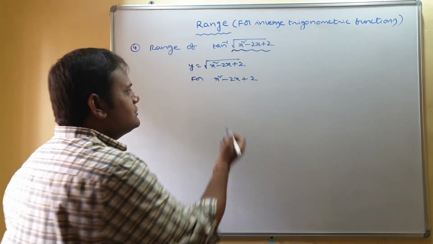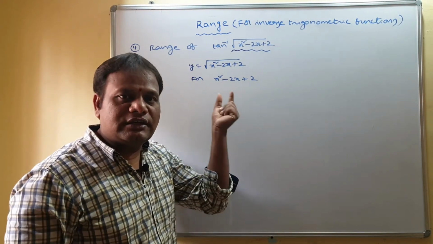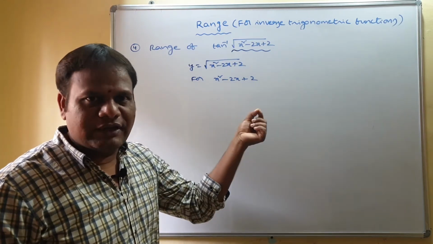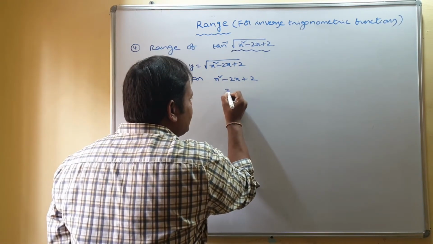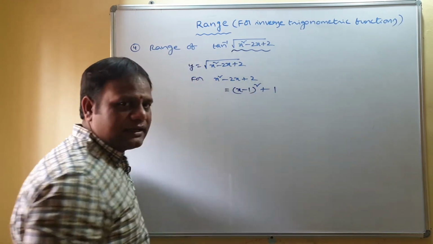So you know the process. We take the x square coefficient, it is positive, so it opens upward, and we find the minimum. That is the way. But easily you can do this. Listen carefully. I can write it as x minus 1 whole square plus 1. Can I write like this?